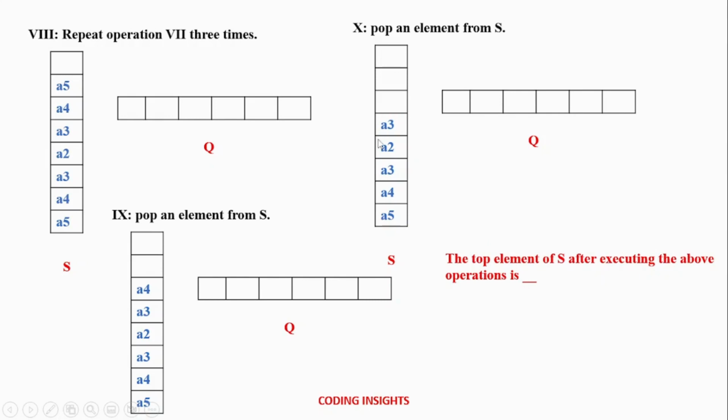What is the top element? Now we have executed all the operations. Now the top element is A3. And what is the value for A3 that is given in the question? It is 8. So 8 is the answer. After performing all the 10 operations, the element that is present on the top is A3 and its value is 8.